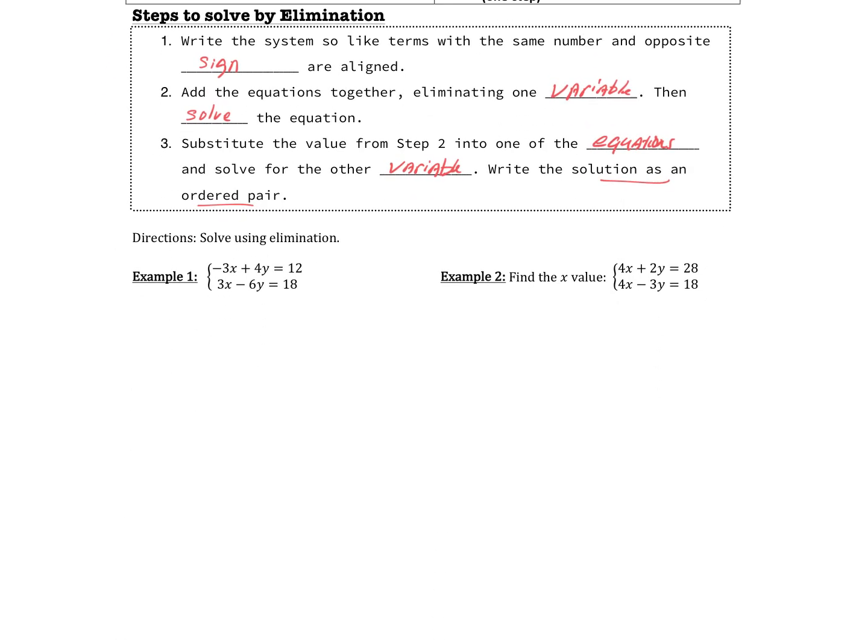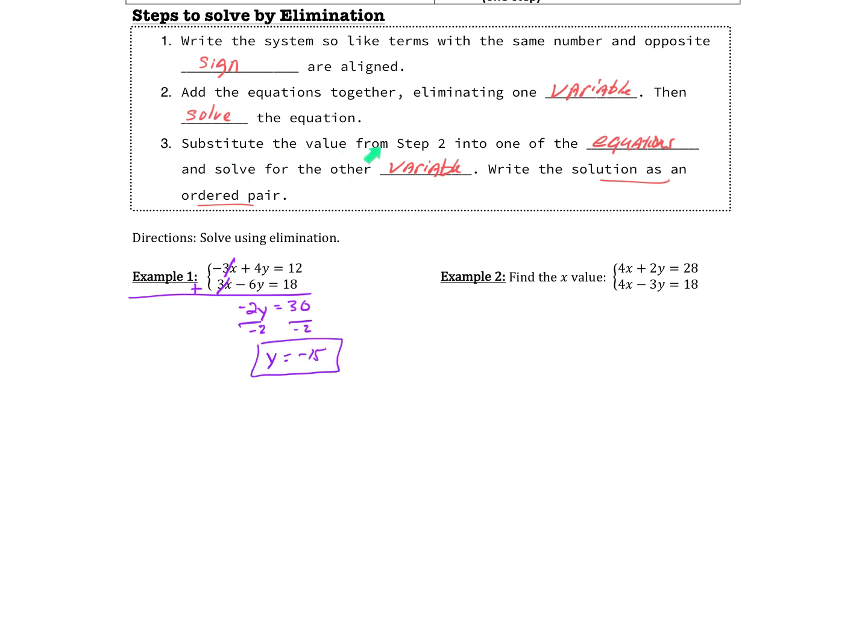Okay, so now we have the same sign, so that was our step 1. So step 2 from above says add the equations together. Okay, so I'm going to draw in a line here to show my addition. If I add negative 3x and 3x, that's going to add to 0. 4y minus 6y is a negative 2y, and 12 and 18 is a 30. Add the equations together, eliminating one of the variables. Okay, so that's x. Then solve the equation. So I need to solve this for y. I'm going to divide both sides here by a negative 2. So now y is a negative 15.